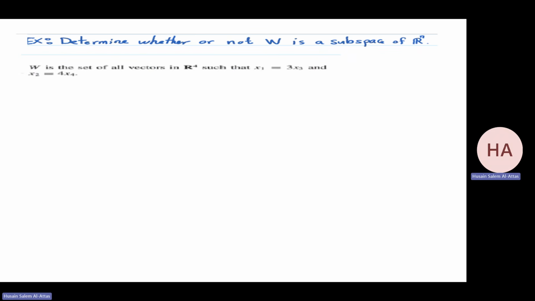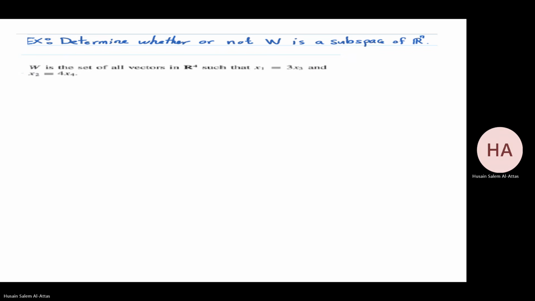Determine whether W is a subspace of the vector space or not. I have x1 equal to 3x3 and x2 equal to 4x4. Is this a subspace or not? Yeah, I think it is a subspace.